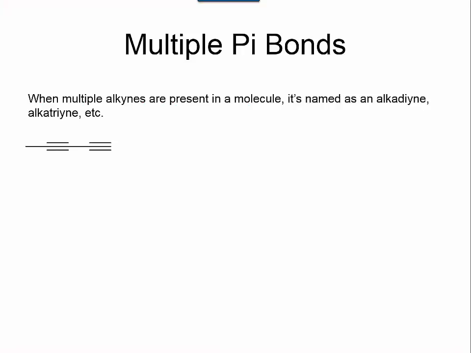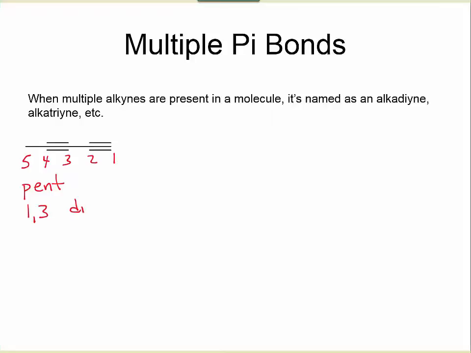When multiple alkynes are present in the same molecule, the suffix changes to a diine, a triine, a tetraine, etc. For this molecule, it's numbered right to left to give the alkynes the lowest possible number. In other words, they're on carbons 1 and 3. I know a portion of the name is going to be pent, and I know that I'm going to have 1,3 and diine in there somehow. And so that's actually all put together by saying penta-1,3-diine.